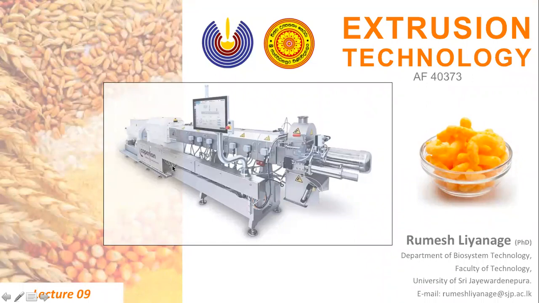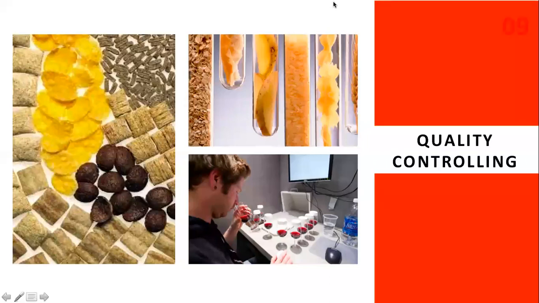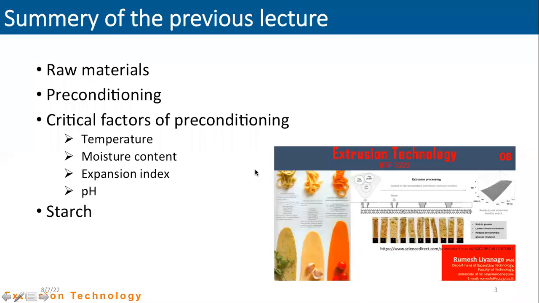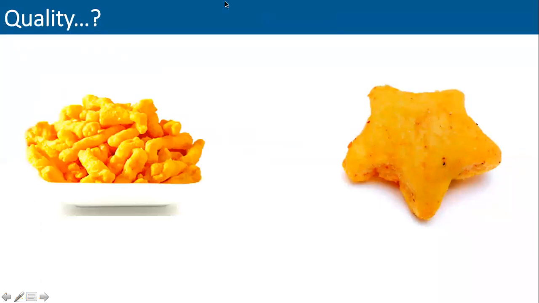So, lectures you can read. This is a very important one again: how to maintain the quality. Here you can see two products. In the second picture, the surface has different colors and is not even. But in the first picture, you can see an attractive color and an even surface. So it is very important to get the proper product and even products.